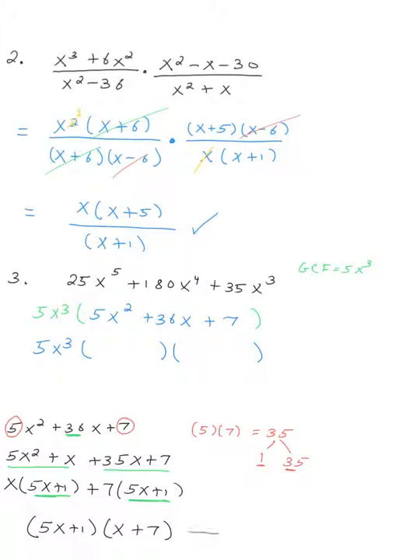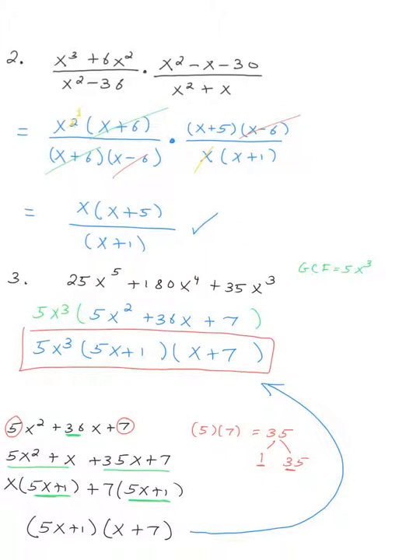I'm now going to take this information and plug it back into the original problem. I'll put 5x plus 1 here, I'll put x plus 7 here, and this is my final answer.